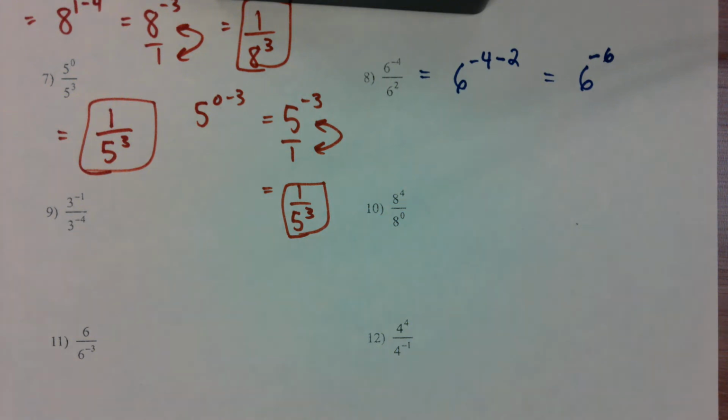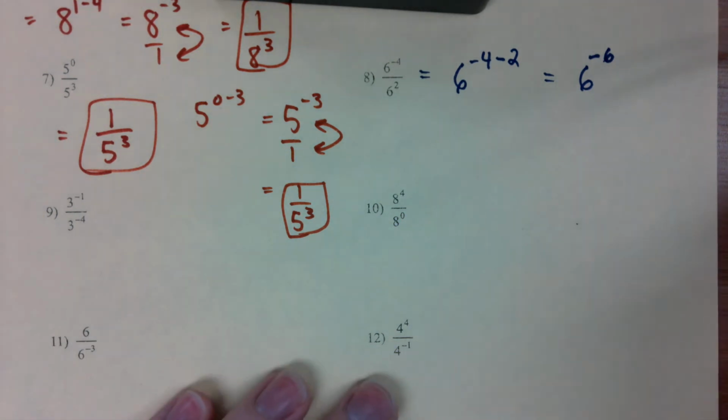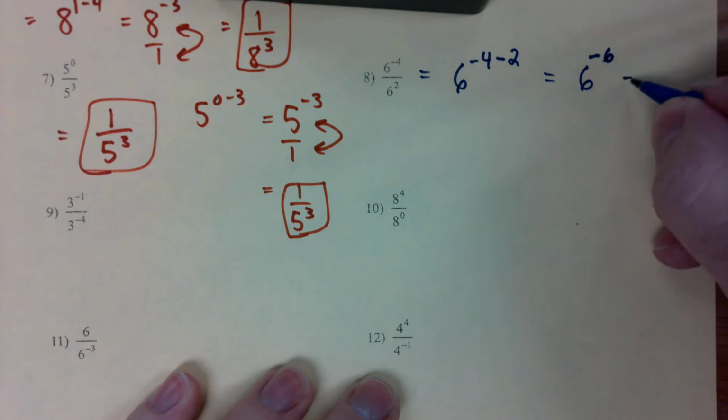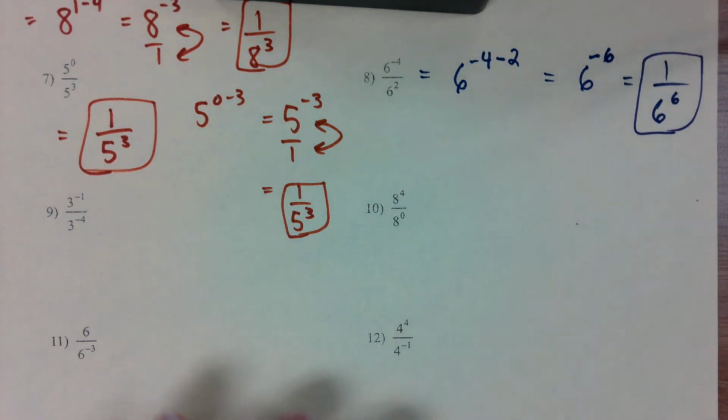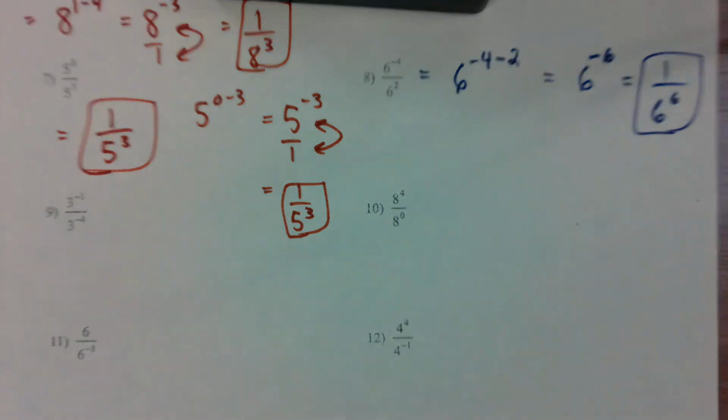So if the negative signs, the adding and subtracting confuses you, please just refer to the number line or even draw out your own little number line. And then if we make that positive, we're going to get 1 over 6 to the 6th, right? We don't want to leave that negative exponent in our answer.